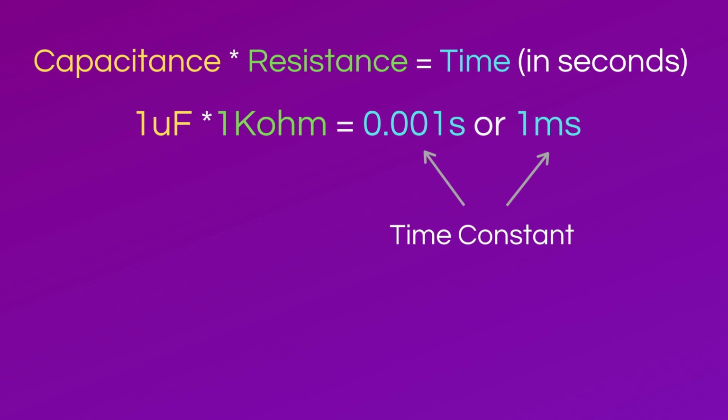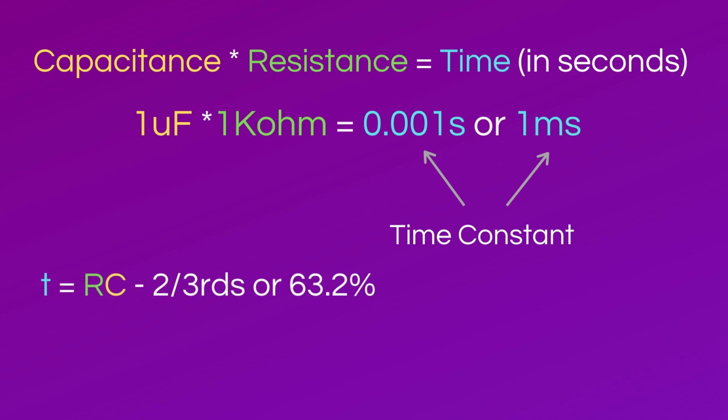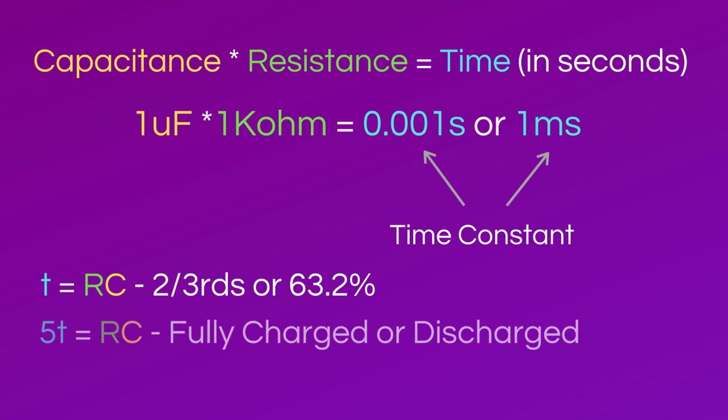This value is called the time constant. The time constant is important in analyzing the charging and discharging of the circuit. When t equals the time constant R times C, the capacitor will have charged or discharged about 2/3, or to be more precise, 63.2% of the way. When t equals 5 times the time constant, the capacitor is considered to be fully charged or discharged. By knowing these principles, you can manipulate the timing of many circuits to meet the requirements of your design.